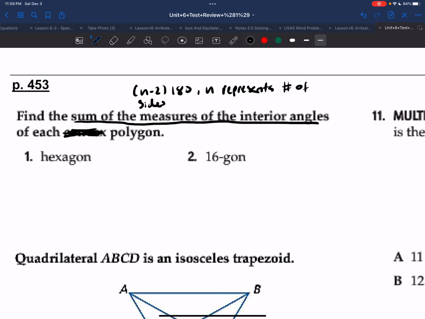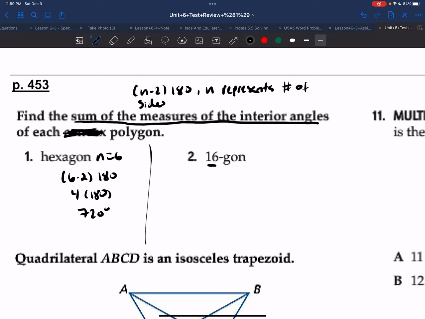And you need to know what a hexagon is. A hexagon, again, that's a 6-sided figure. So n is equal to 6. If I replace this n with the 6, well, this is going to be 6 minus 2 times 180. So that's 4 times 180, which is 720 degrees. So that means that the sum of the measures of the interior angles of a hexagon is 720 degrees. Okay, so let's go ahead and take a look at the 2.